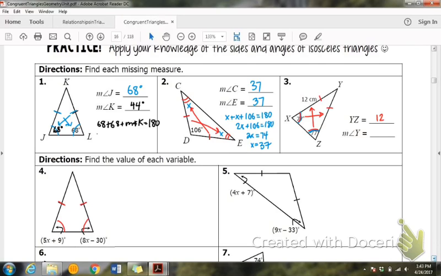Set them equal. Does it make sense to you why we're going to set them equal? Because you just told me they're the same, right? And if they're the same, then that means that they are equal. Okay? So we're going to set them equal. 5x plus 9 equals 8x minus 30.